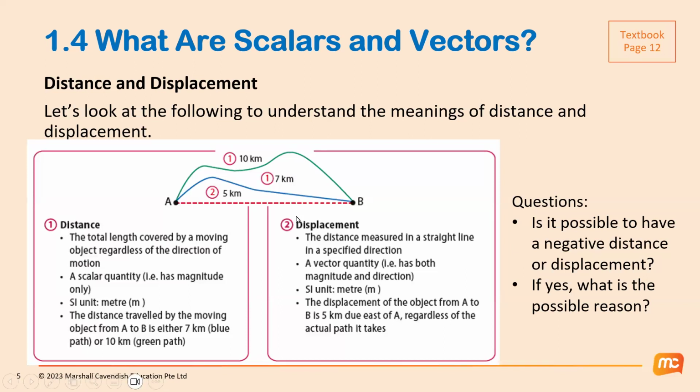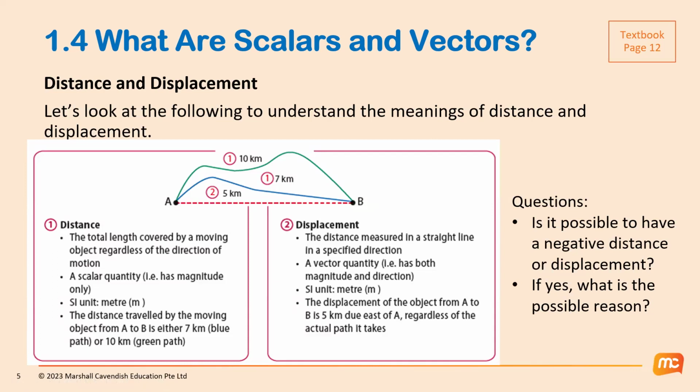But displacement is the distance measured in a straight line in a specific direction, or the distance traveled in a specific direction. In layman's terms, it simply means I only care about the distance between the starting point and the ending point. I do not care about how it moves in between. Whether it takes the green path or the blue path, the distance between the starting point A and the ending point B is only 5 kilometers. That's the difference between distance and displacement.